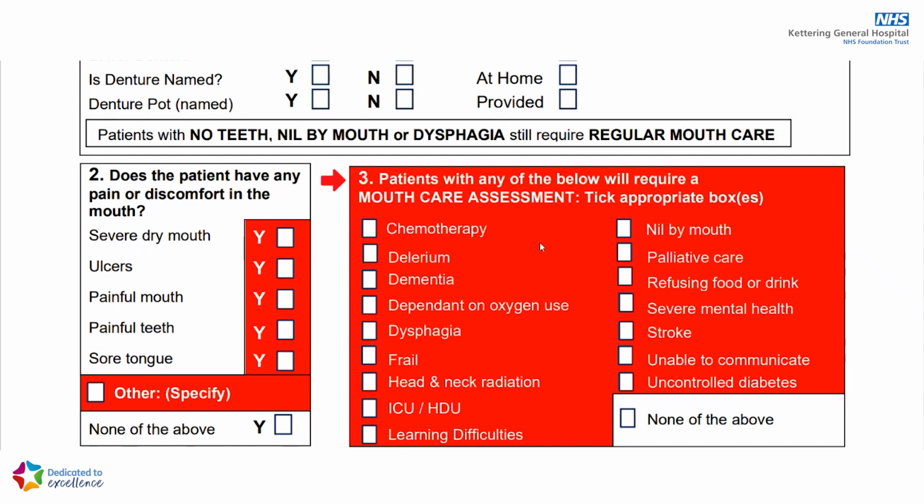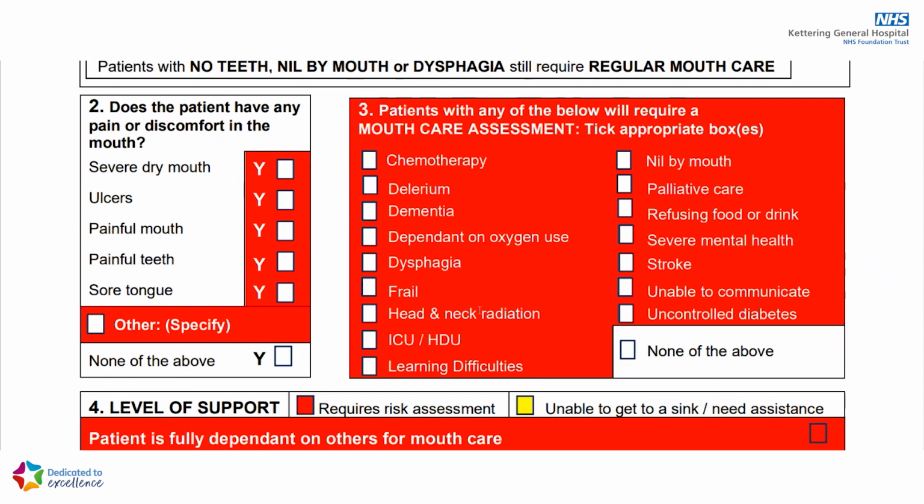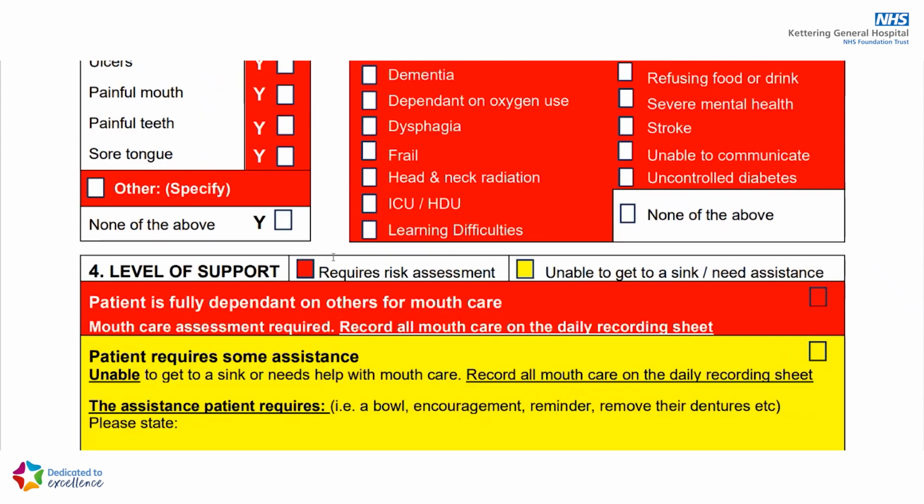So part 3 of the assessment, which you can see is all red: if any of the patients have any of these factors, they will require a mouth care assessment. For this lady, she has had a stroke, so we're going to put a tick here. If none were relevant, we would then put none there. So because we've ticked some red boxes, this patient does require a full risk assessment.